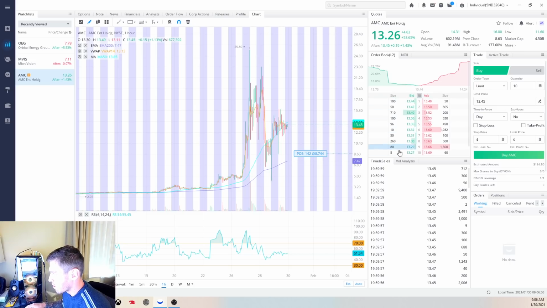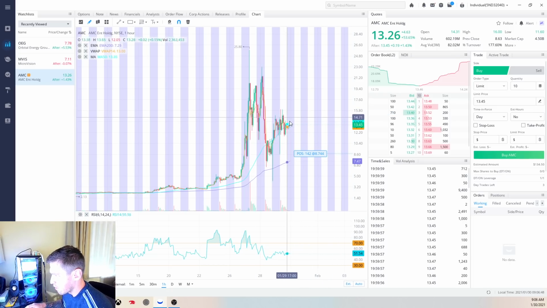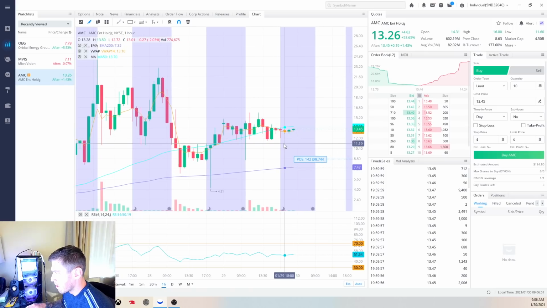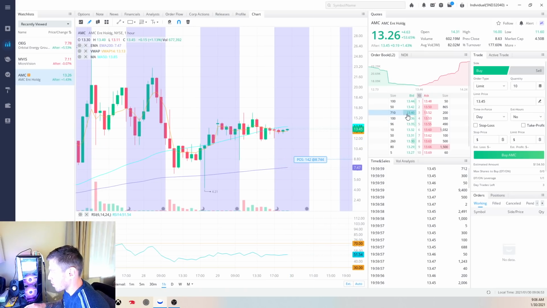So the bid, this will tell you exactly how much people are looking to pay for a given stock. So we can see right here, we've got 710 size, meaning that 710 shares are looking to be filled at $13.40. Currently trading at $13.45 is where we closed here in the after hours. So people are waiting to come down to $13.40 in order to get their shares filled. That's the most that we're seeing right here.